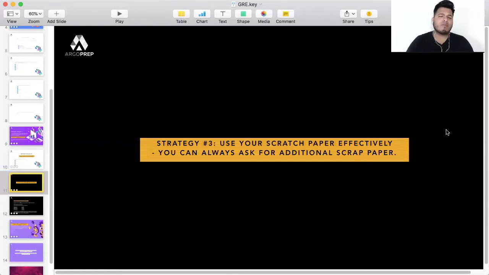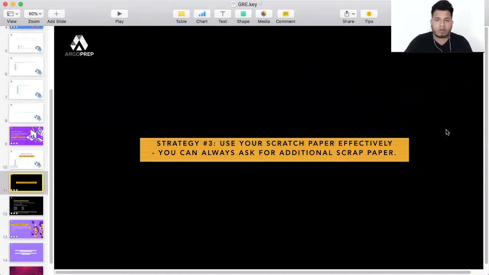Use your scratch paper effectively. I know these are simple strategies. Use your scratch paper effectively. You can always ask for additional scrap paper. When you use your scrap paper, don't write all over the place. Don't start off with the middle, then go on the top. Because you'll be writing some important notes, important calculations on your paper, and then you may get stuck on it. You're going to move on to another question because you want to come back to it later.